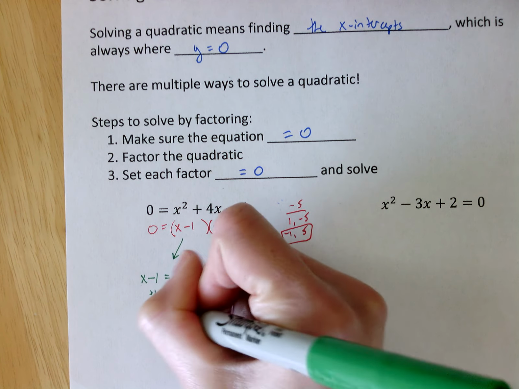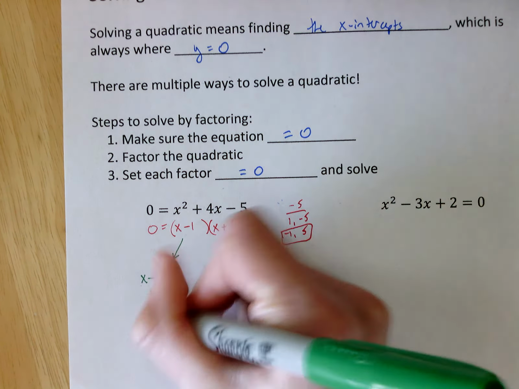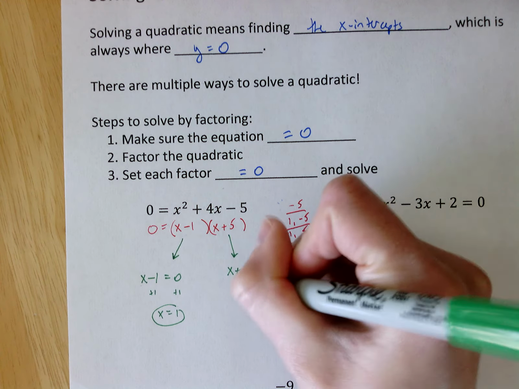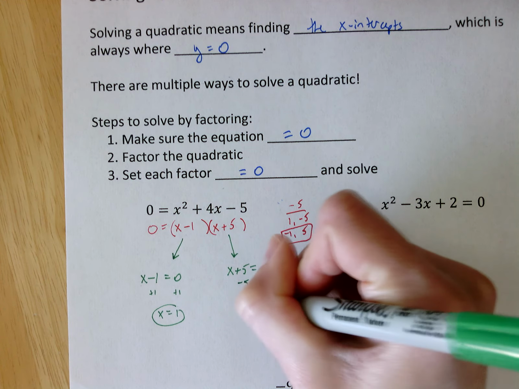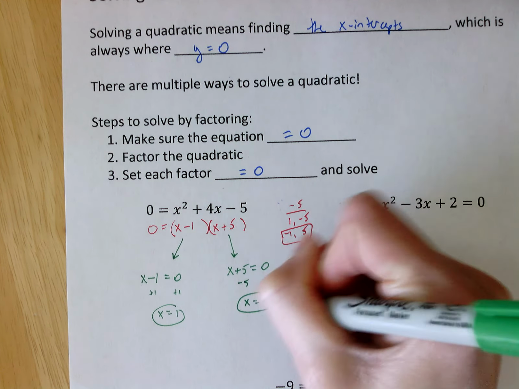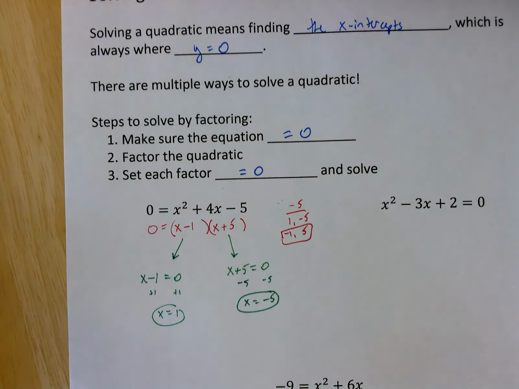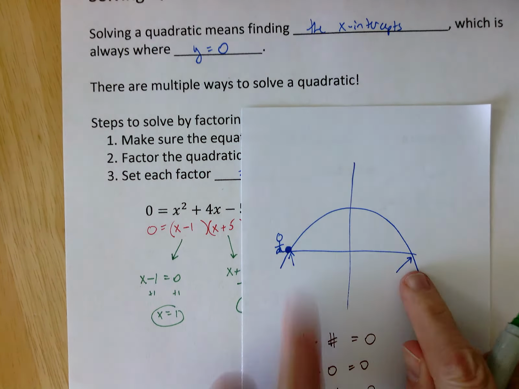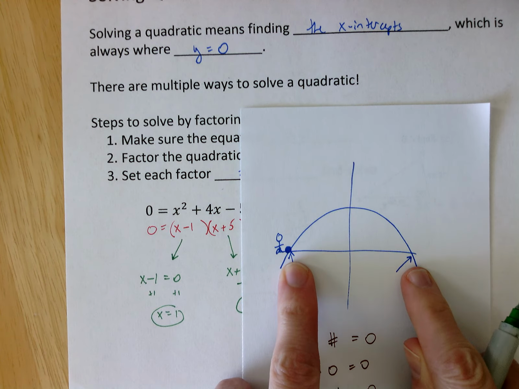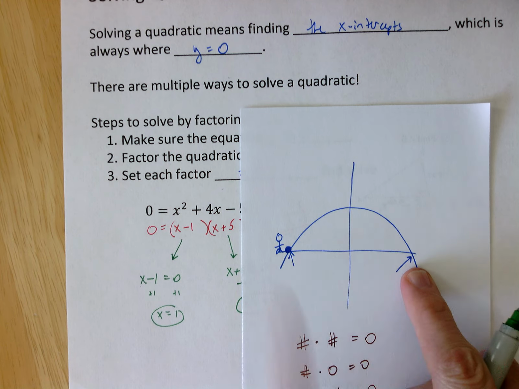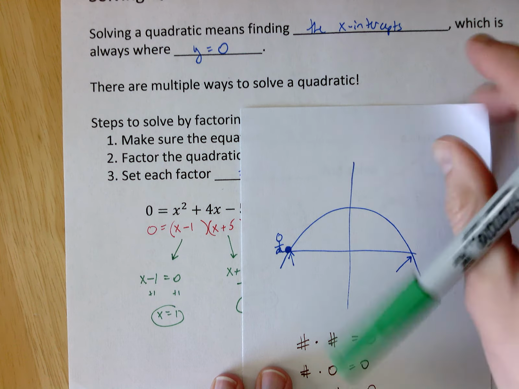I'm going to add 1 to both sides over here. So x equals 1. And then I'm going to subtract 5 from over here. So x equals -5. And those are my two answers. Those are the two places where the ball's on the ground, at x equals +1 and at x equals -5. Okay, well, let's take a look at the next one.